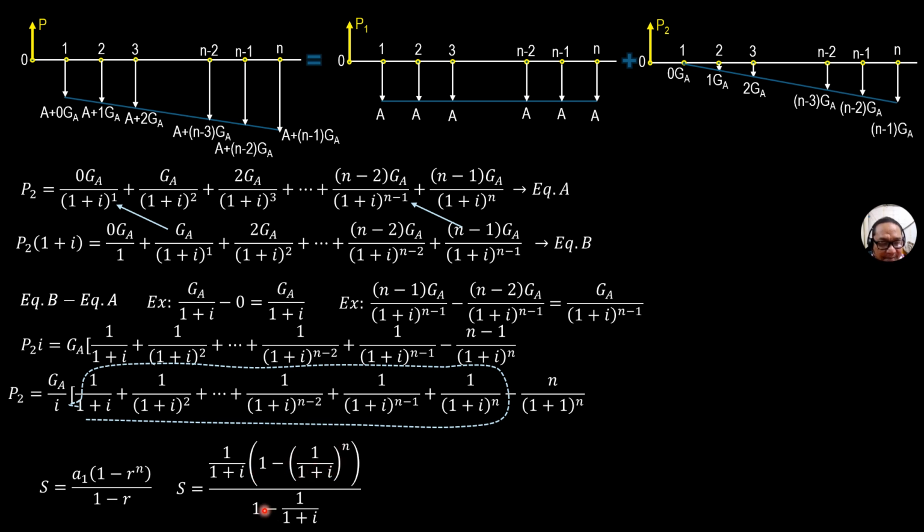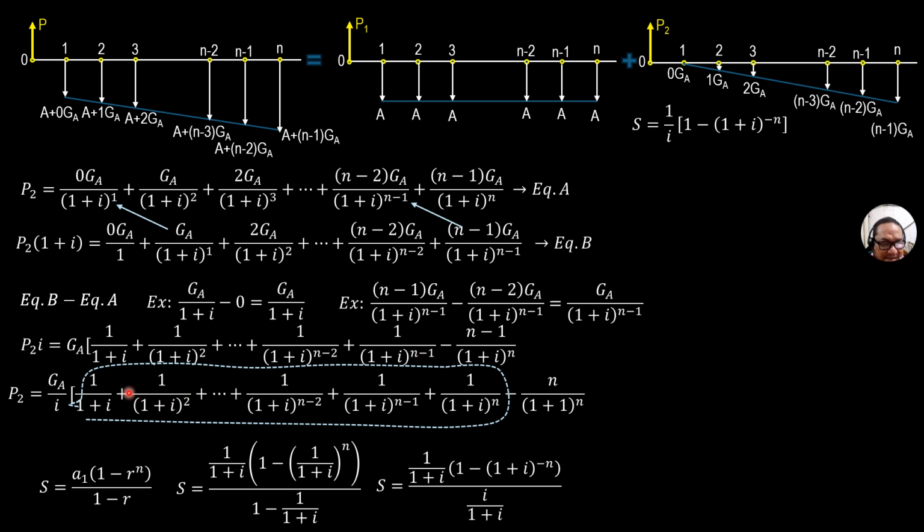While this one is 1 plus i minus 1, so i divided by 1 plus i, and we cancel 1 plus i. So this simplifies to 1 over i, quantity 1 minus 1 plus i to the negative n. So, simplifying further, 1 over 1 plus i, 1 minus quantity 1 plus i to the negative n, over, as I mentioned, this is 1 plus i minus 1, so i over 1 plus i. We cancel 1 plus i. So that is 1 over i, quantity 1 minus 1 plus i to the negative n.